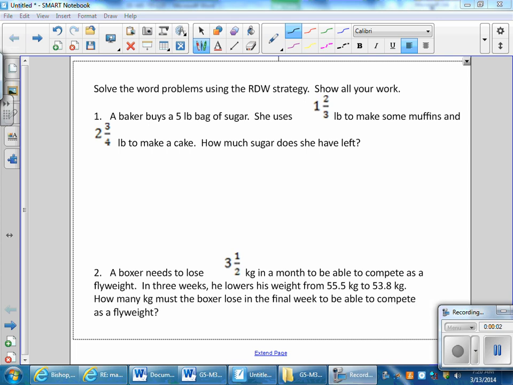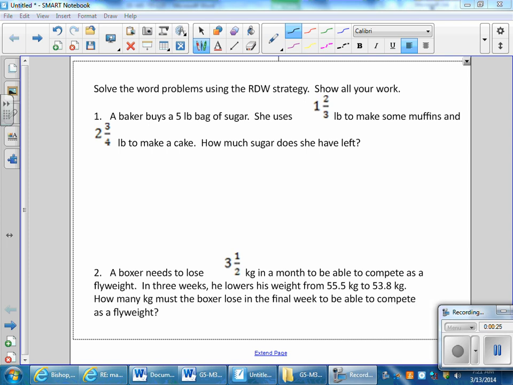Okay, today we're going to solve the word problems using the read, draw, write strategy, and then we've got to show all our work. Okay, so we're going to read the problem first. Number one, a baker buys a 5-pound bag of sugar. She uses 1 2/3 pounds to make some muffins and 2 3/4 pounds to make a cake. How much sugar does she have left?